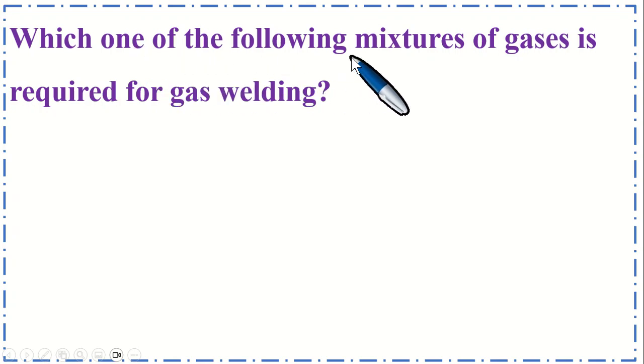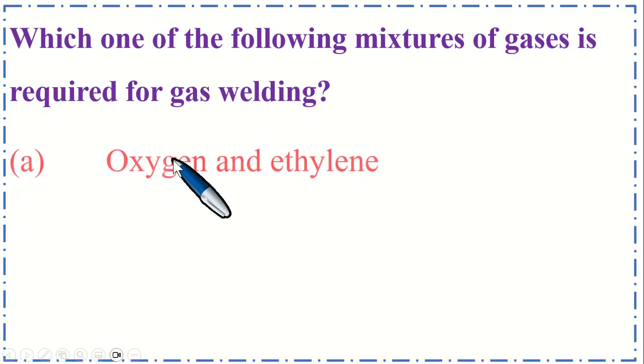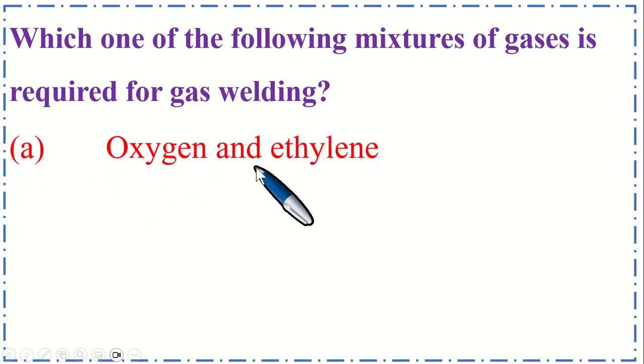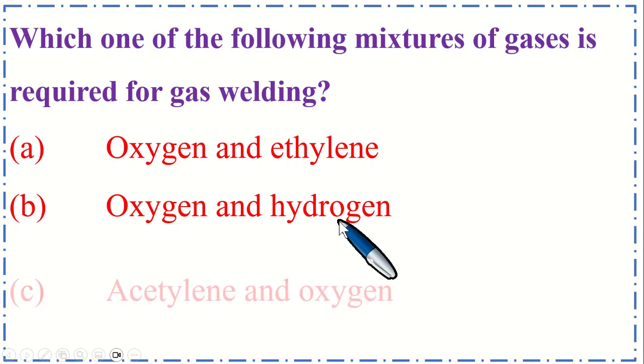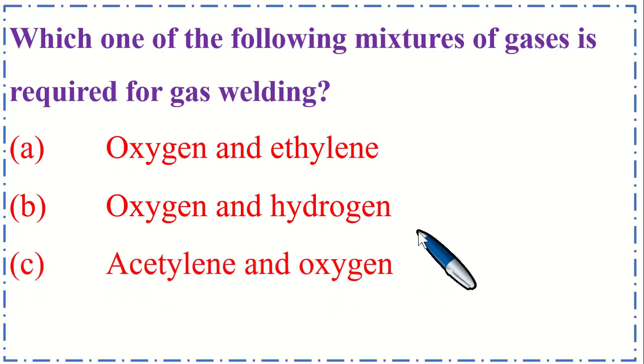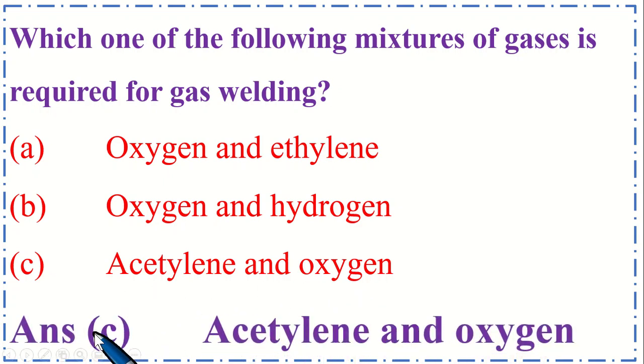Which one of the following mixtures of gases is required for gas welding? Option A, oxygen and ethylene. Option B, oxygen and hydrogen. Option C, acetylene and oxygen. So the correct option is C, acetylene and oxygen.